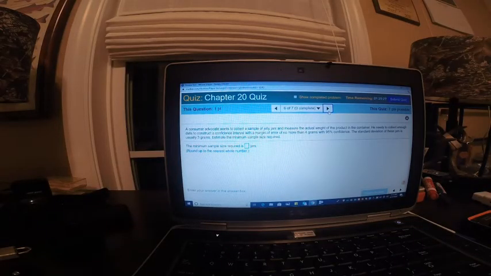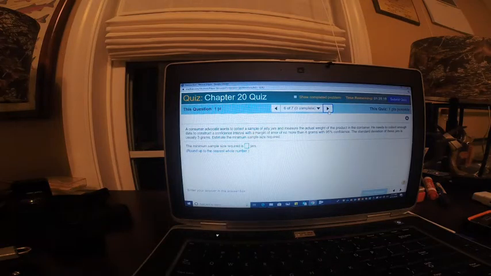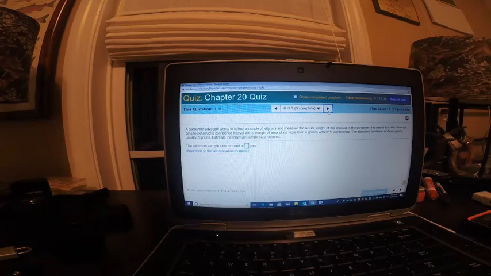6 says a consumer advocate wants to collect a sample of jelly jars and measure the actual weight of the product in the container. He needs to collect enough data to construct a confidence interval with a margin of error of no more than 4 grams with 95% confidence. The standard deviation of these jars is usually 3 grams. Let's estimate the minimum sample size required. We'll take this one to the board as well, and we'll do it in that same manner.